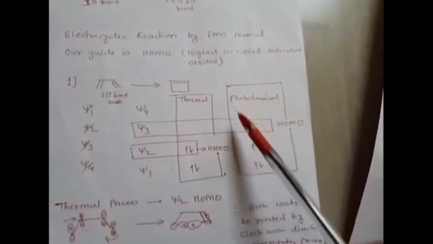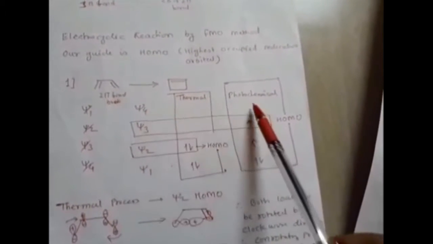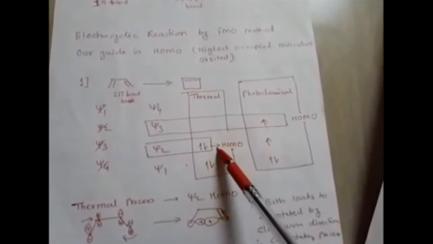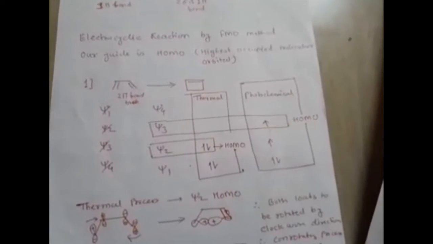Now if the situation is like this, then what happens? Here an electron is present, here also an electron is present, and here also an electron is present. That means here an electron is not present. So this is the highest orbital where an electron is present. That's why this one is HOMO, the highest occupied molecular orbital. So in thermal reaction, Psi2 is HOMO, whereas in photochemical reaction, Psi3 is HOMO.